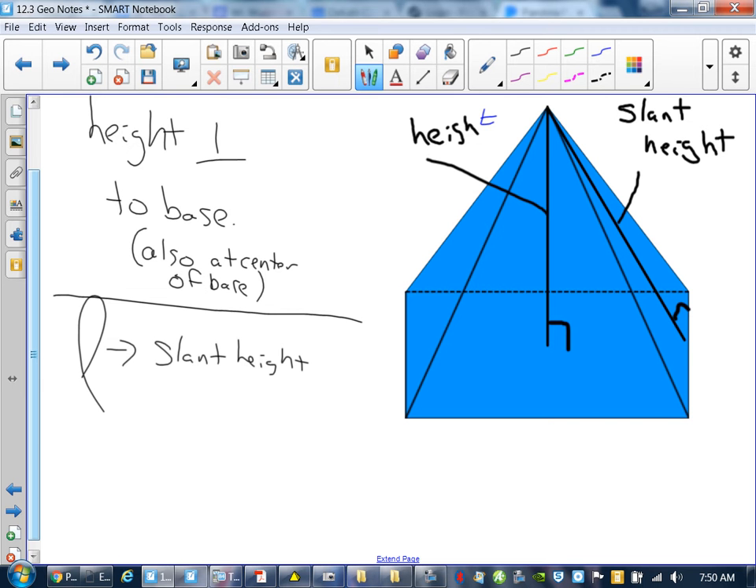Now, which one's going to be greater, the height or the slant height? Slant height. Why? You're all close, but it's the hypotenuse, right? That's also the hypotenuse.